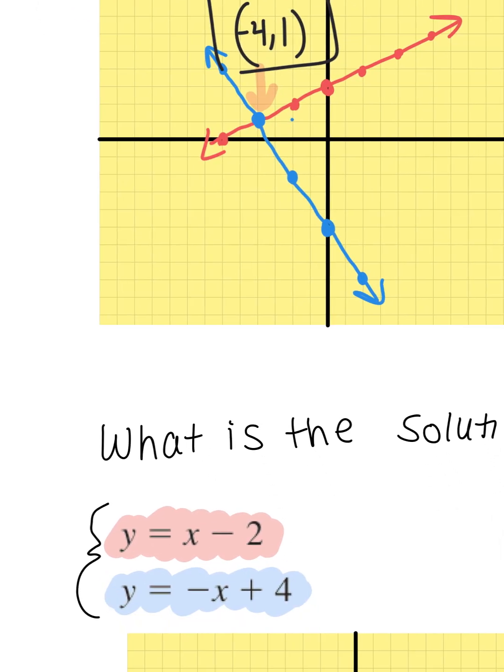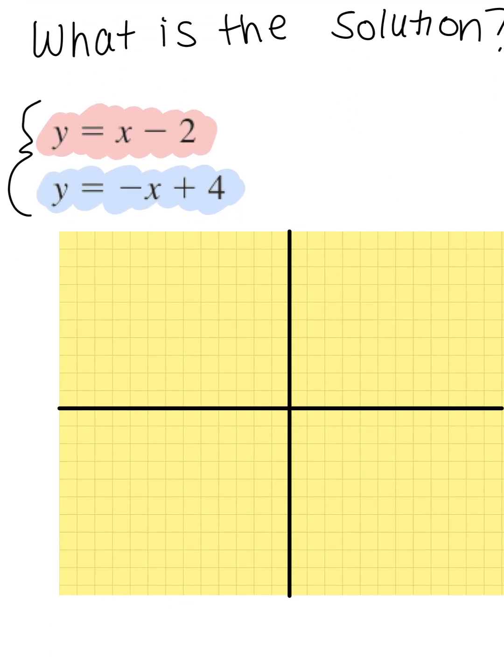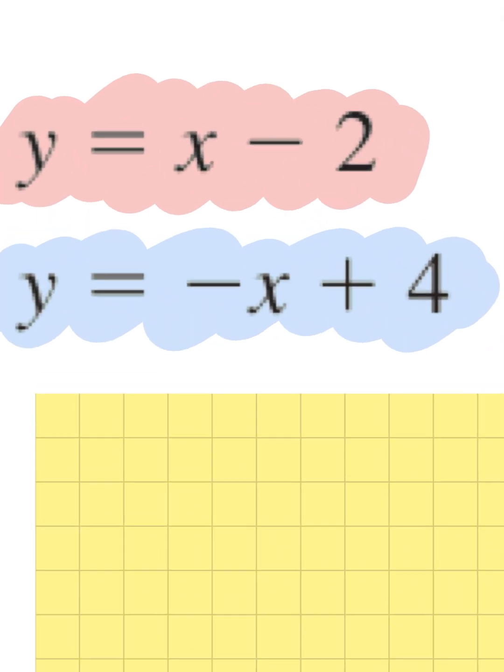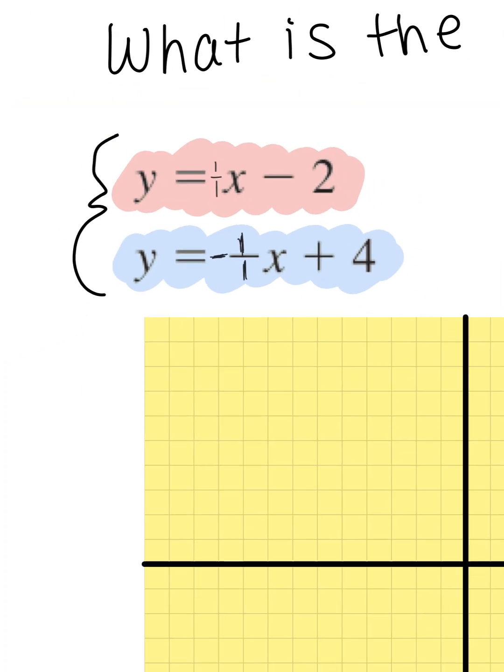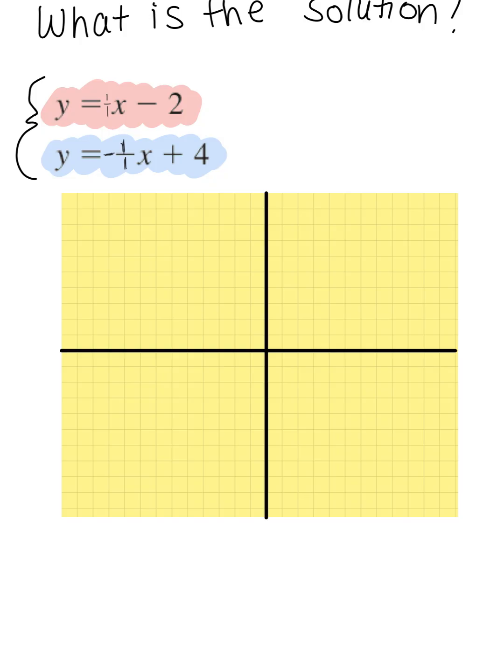Okay? I'm going to have you guys try this one now. Be careful on the red one. What's the slope of the red one? 1, which is like up 1 over 1, right? What's the slope of the blue one? -1. So -1 over 1, right? So keep that in mind when you're graphing it. But I want you to solve this by graphing. All right, let's graph the red one first. So what is the y-intercept of the red one?